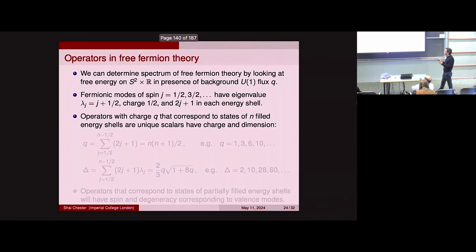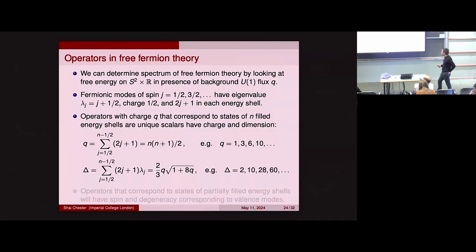I mean, it's a free theory, but it's not a totally trivial free theory. And so one curious fact you learn from this energy shell perspective is that operators with charge Q that correspond to states of n filled energy shells are unique scalars. And this only happens for special values of Q, because this is where you're filling up the energy shells. So this happens for Q equals 1, 3, 6, 10, etc., according to this pattern. And for these special values of Q, the scaling dimension you can write in closed form: it's 2/3 Q times the square root of 1 plus 8Q.